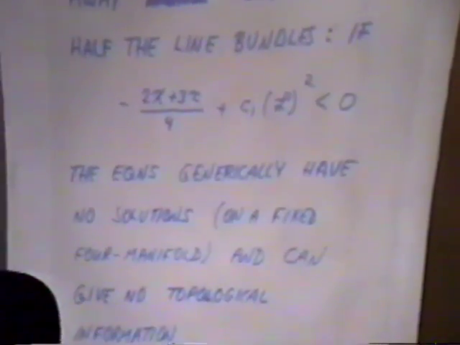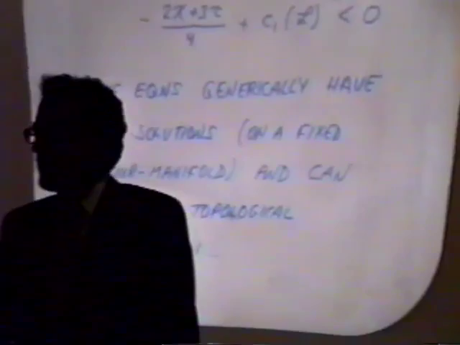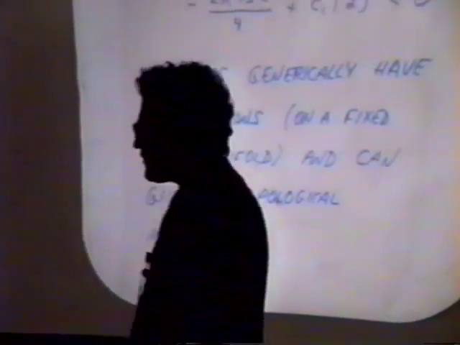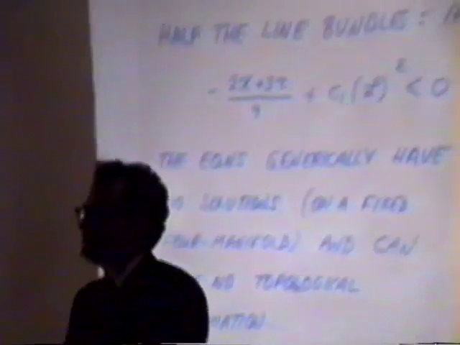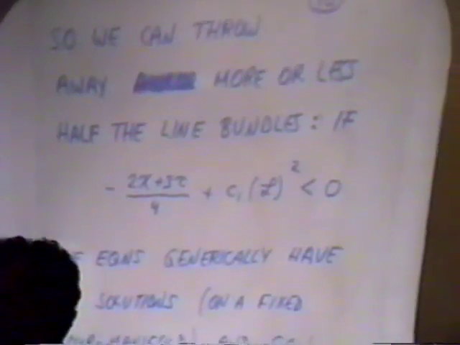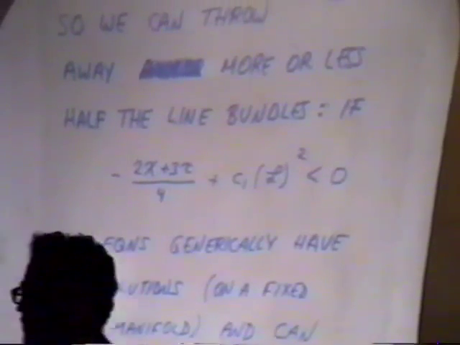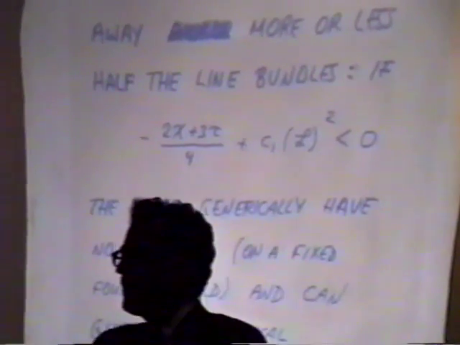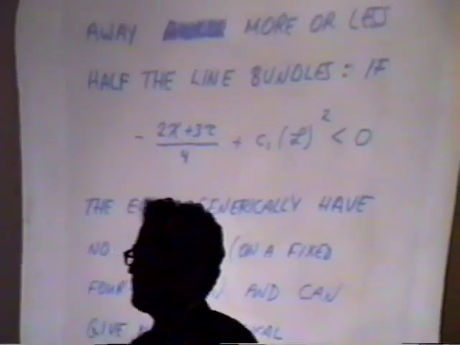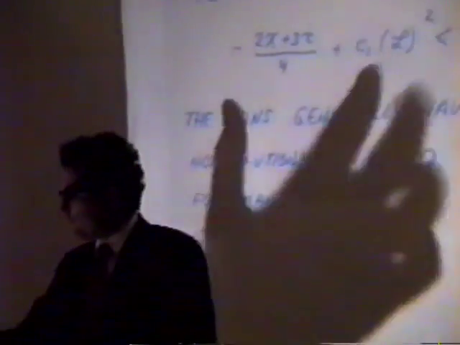By the way, as an aside, I said on a fixed Four-Manifold. If, for instance, this number were -1, then in a one-parameter family of Four-Manifolds you could find a solution. And you'd get a one-parameter family of Four-Manifolds by taking a Four-Manifold with a diffeomorphism and making a bundle over a circle. So you might still do something of interest when this number is negative, but you won't simply find topological invariants of a fixed Four-Manifold. So for today at least, we'll throw away those line bundles.